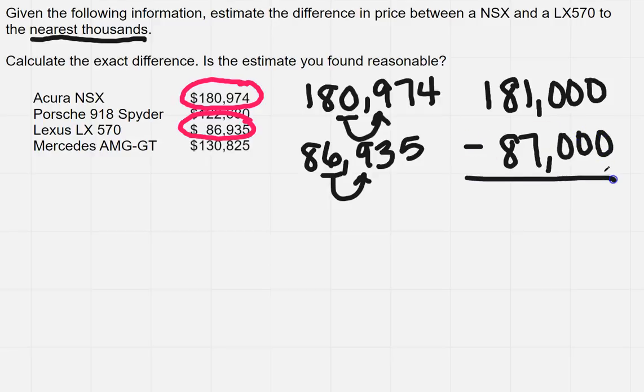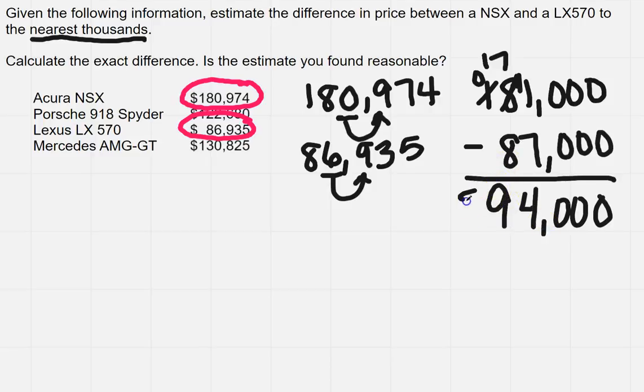So to find the estimated difference, I'm going to subtract these two numbers. 1 is less than 7, so I'm going to have to borrow. So 11 minus 7 is 4. Here 7 is less than 8, so I'm going to borrow. So 17 minus 8 is 9. So this is my estimated amount.